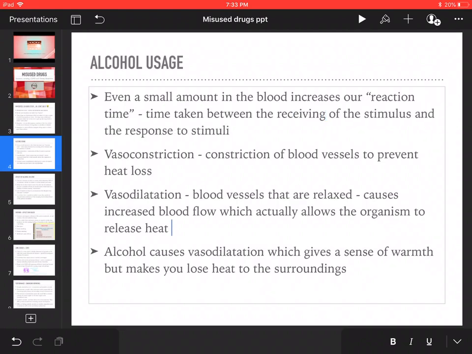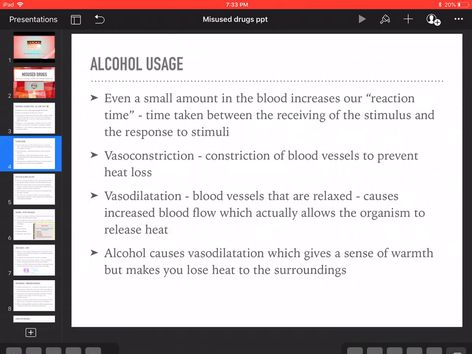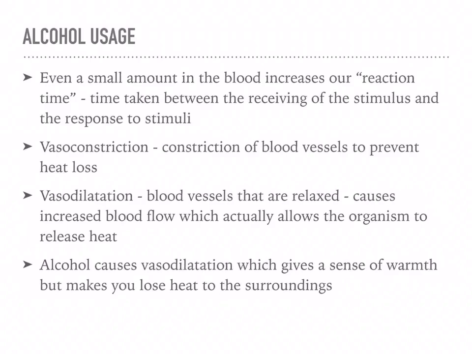Now, vasoconstriction and vasodilation. The difference between vasoconstriction and vasodilation is that vasoconstriction is where you have the narrowing of the blood vessels to prevent heat loss. Vasodilation is where the blood vessels are relaxed, and this causes increased blood flow, which actually allows the organism to release heat to the surroundings. Now, the contradictory idea of alcohol is that alcohol actually causes vasodilation, but the person who is drinking the alcohol feels a sense of warmth. So you feel a sense of warmth, but you're actually losing heat to the surroundings.